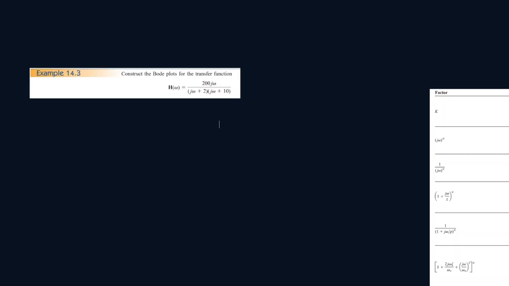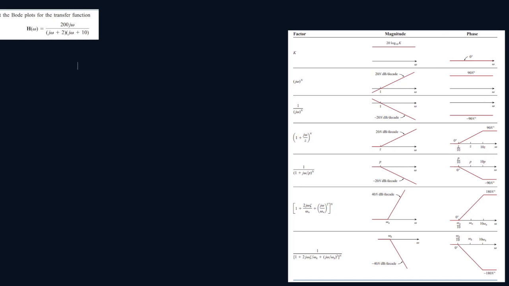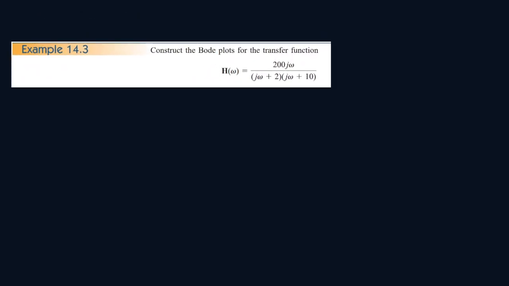Okay, so for this transfer function, we have to construct the Bode plots. To construct this, we're going to be using this table to help us out. It's recommended that you memorize this table, but for now, we're just going to be working with this. First thing we're going to do is get these in terms of 1, okay? So it has to be JW times something plus 1 in all cases.